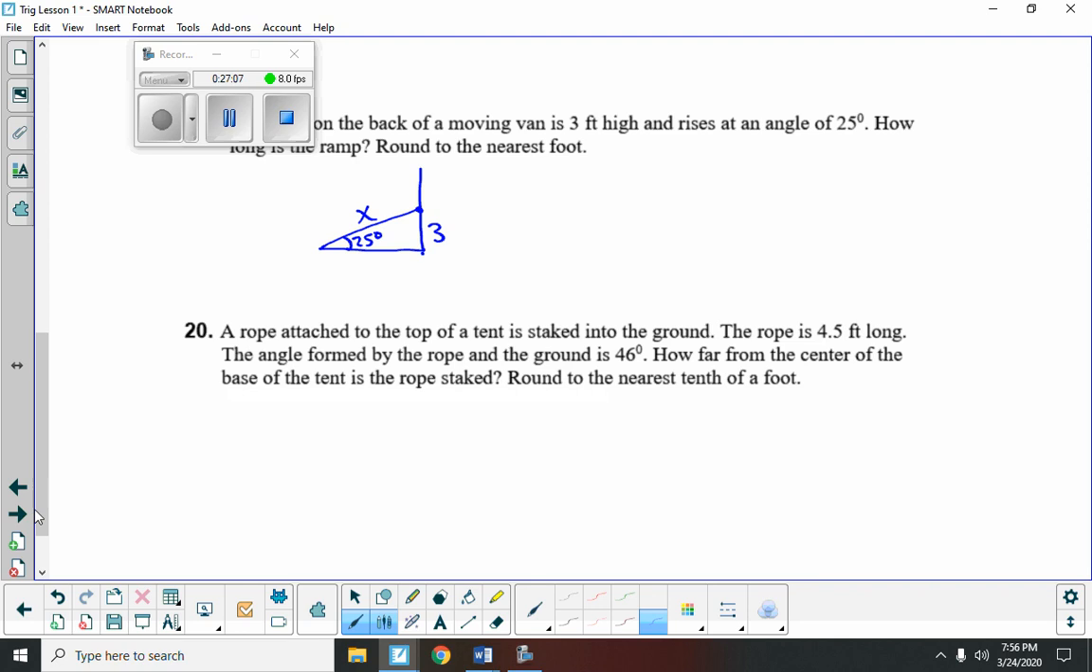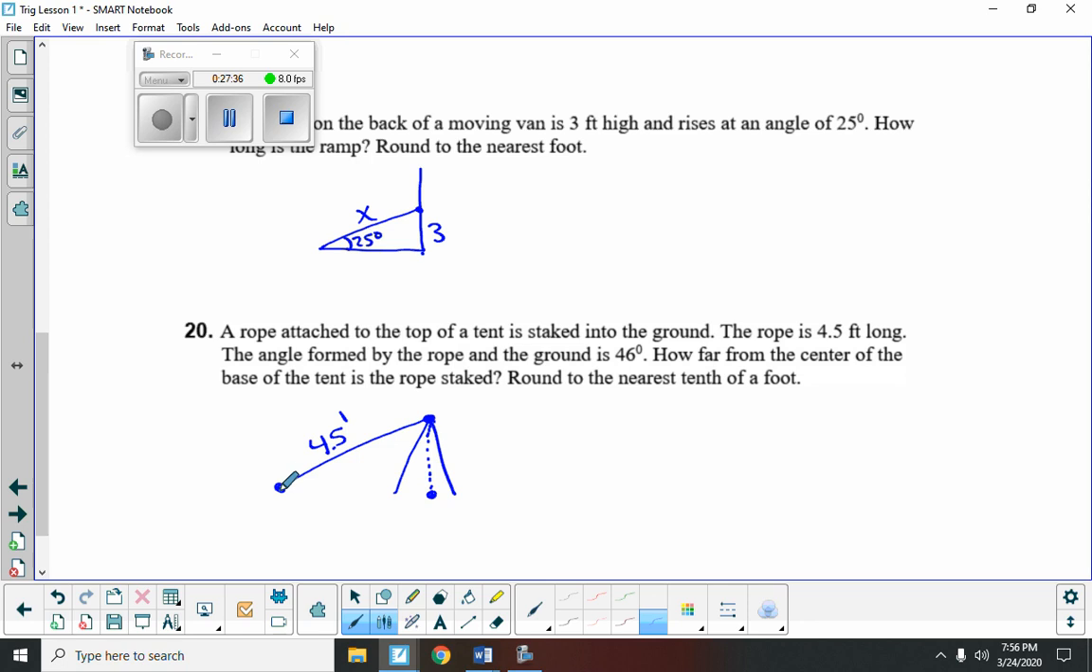Next, a rope attached to the top of a tent is staked to the ground. Okay, so here's a tent. All right, and here you have a rope, and it's attached to the top and staked to the ground right here. The rope is 4.5 feet long. An angle formed by the rope and the ground is 46 degrees. How far from the center of the base of the tent is the rope staked? Okay, so here's the center of the tent right here.